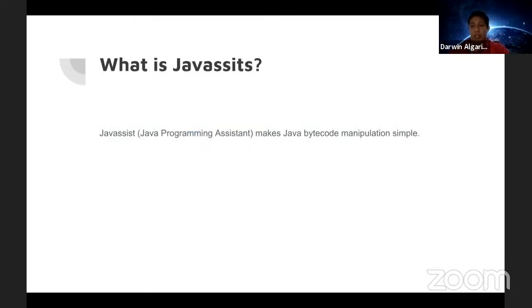Javassist. What is Javassist? Javassist is a Java programming assistant. It's a library that makes it easier for us to change the bytecode, because modifying the bytecode directly without any library could be a little hard. But with Javassist we can modify the bytecode. We can write the Java code, and the library is going to compile that Java code to bytecode at runtime.